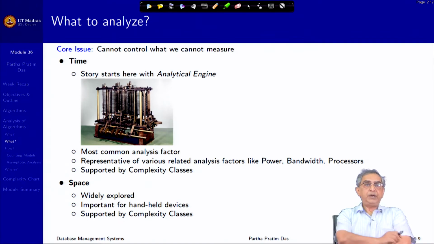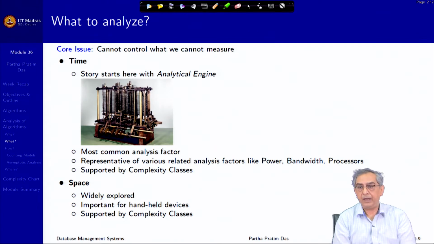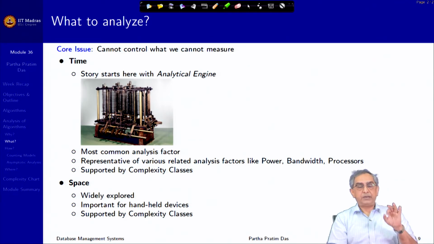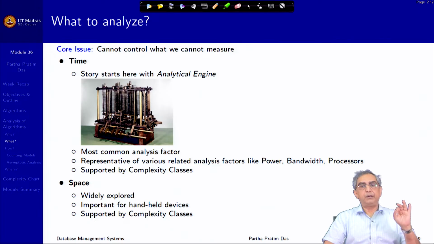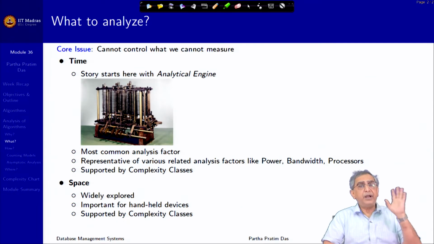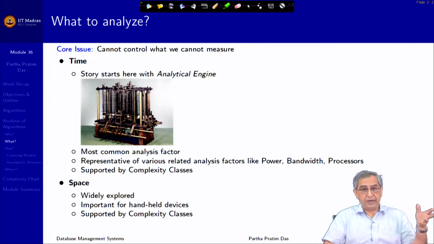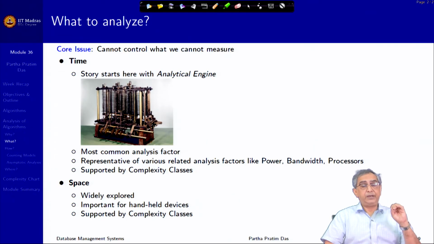The whole history of computing analysis started with the analysis of time. It started with the analytical engine, of which I have just put the picture here for fun. So, the most common analysis factor is time, but there could be several others. For example, storage. Space is also very critical in many places, for example, in handheld devices and in databases, because databases are very, very large. If you can save even 10% space, you save a lot of money. But there could be other factors to analyze also.